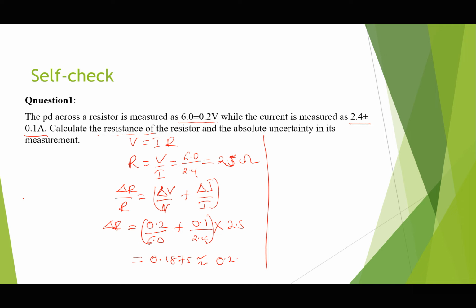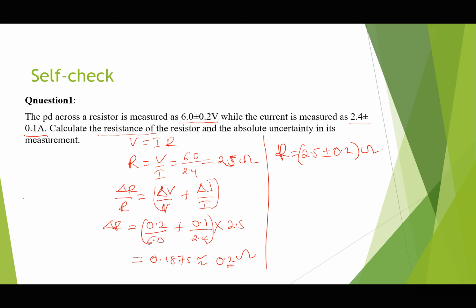Of course, having the same unit as the true value. Therefore, writing this to one significant figure results into one decimal place. So I'll write R as being equal to 2.5 to one decimal place plus or minus 0.2, and these two have the same unit as the ohm.